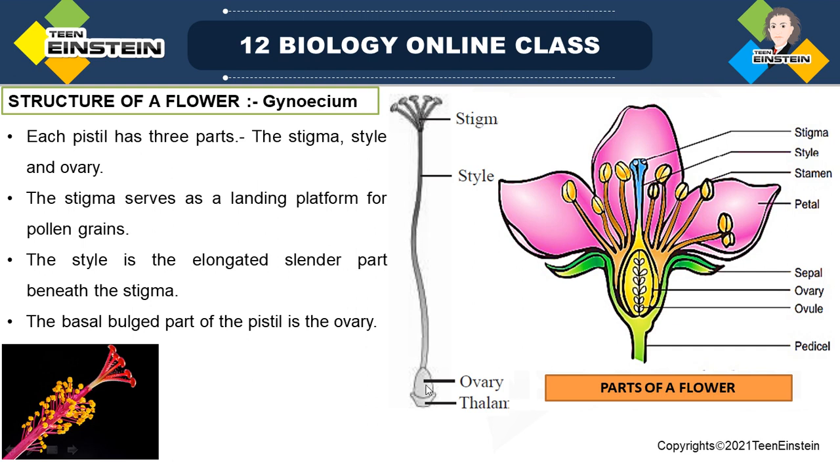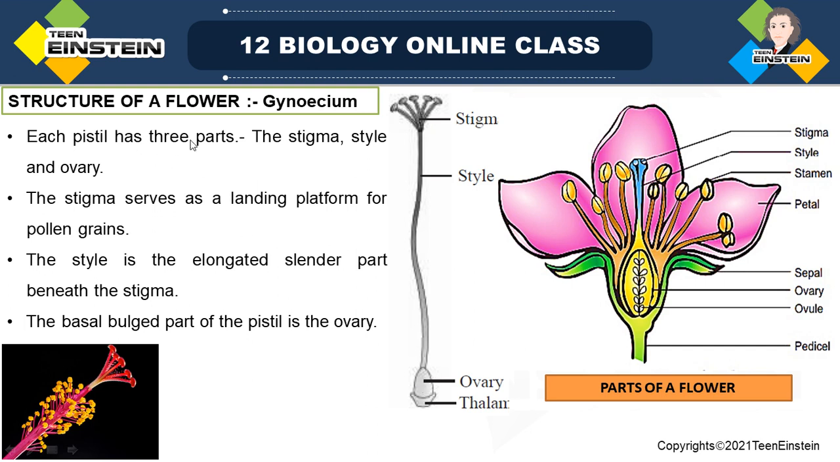And next is the ovary. So inside this is the bulged part. This ovary is the bulged part, and inside this ovary ovules will be present. So here the style is the connecting part between the stigma and the ovary. So when a pollen grain is landing on the stigmatic surface, how will that male gamete reach the ovary? Because the female gamete is present inside the ovary, right? Ovules are present inside the ovary. So a male gamete from the pollen grain will reach the ovary through the style.